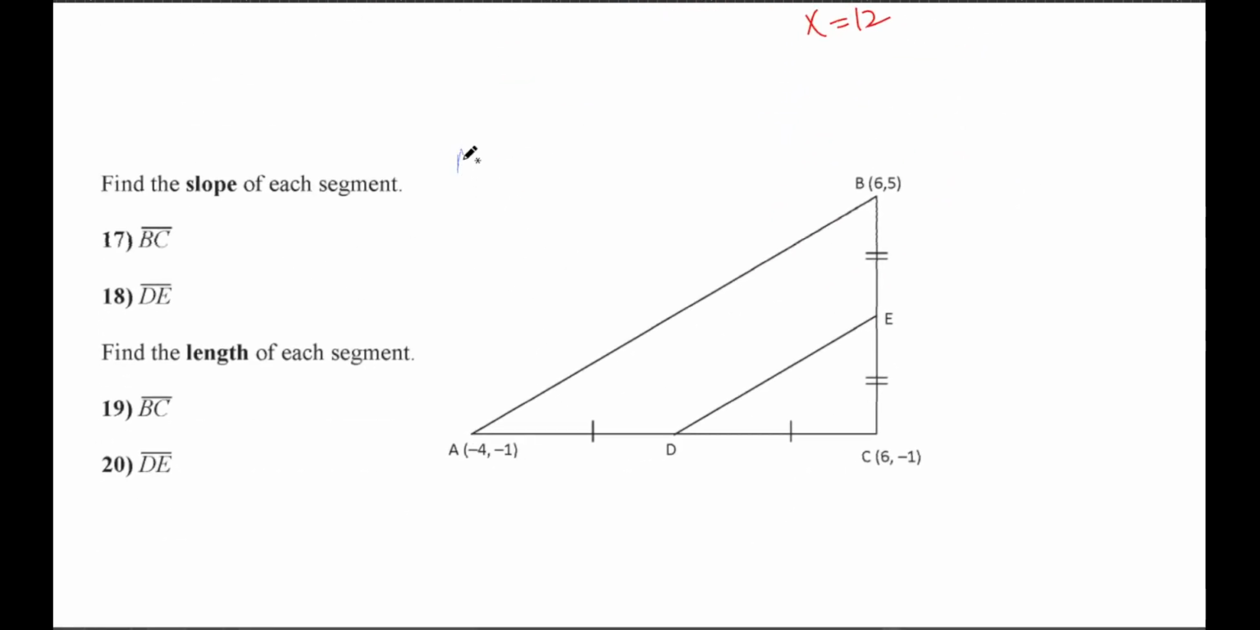Here's something we have to remember. The slope. The slope is what? It's the change in y over the change in x. That's something you have to memorize. That is super important in order to get this problem right. So let's look at BC. Where's BC?